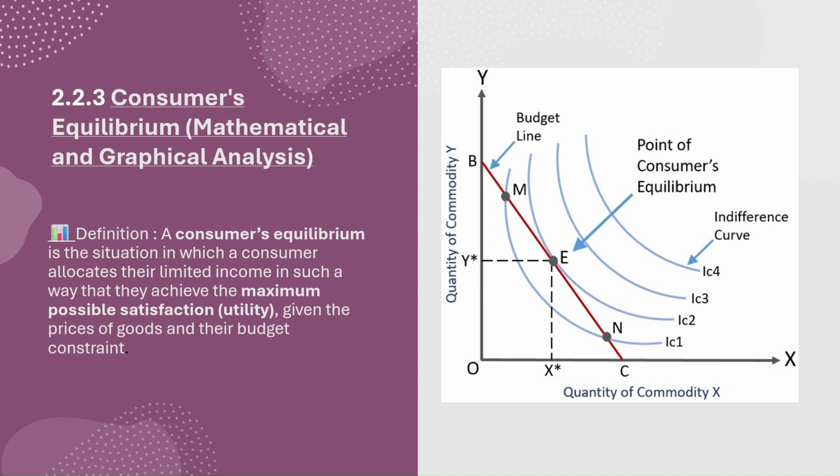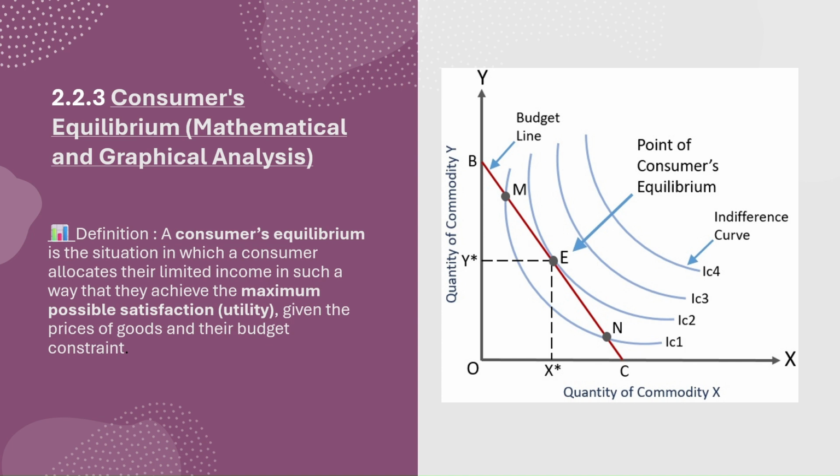On the right hand side we have the graph. We have two axes, x and y axis. Along the x-axis we have quantity of commodity x. Along the y-axis we have quantity of commodity y, and we have many indifference curves here: IC1, IC2, IC3, IC4, along which the total level of satisfaction is the same, as you know. And the red line here is the budget line, or the budget constraint.